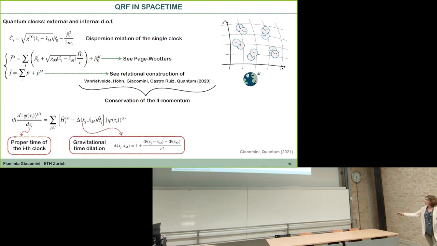And this is the explicit form of the time dilation factor for each clock, where this is the jth clock minus the position of the source of the gravitational potential, minus the position of the gravitational potential from the perspective of the clock that we are picking as our quantum reference frame.